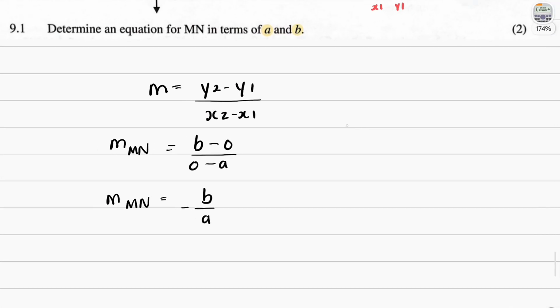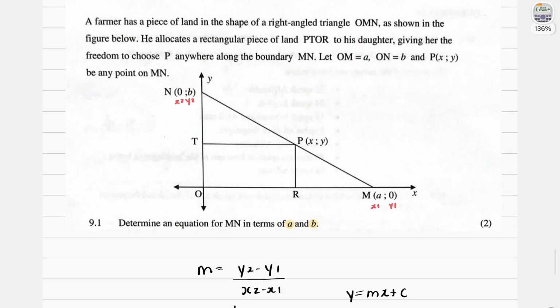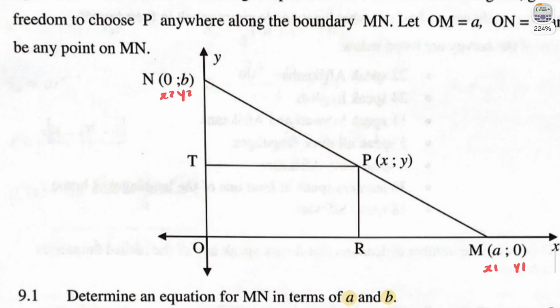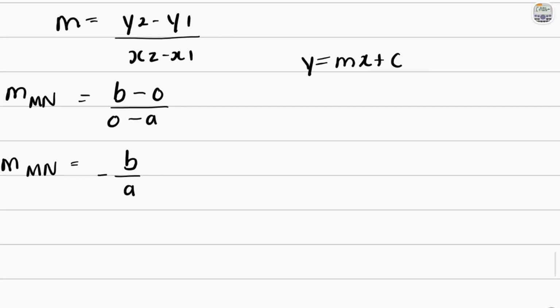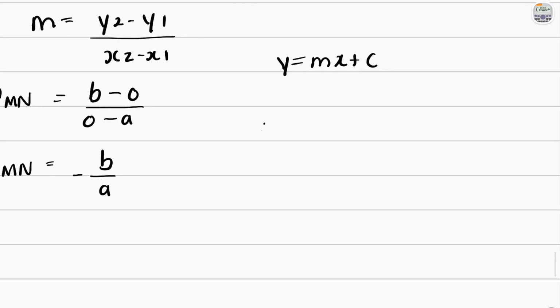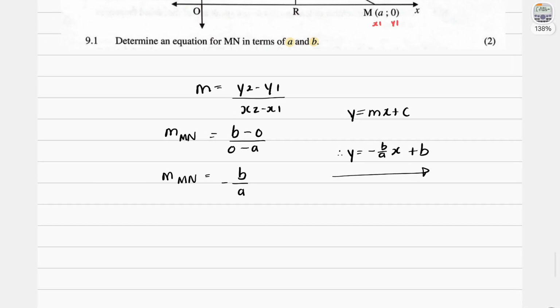So the equation of this line can be in the form y equals mx plus c. So we just need to find c. What is c? Well, they already told us what this y value is. This is the y-intercept. It intersects the y-axis. So this is our c value, b. So that means the equation of this line is simply y equals negative b over a x plus b. And that is our equation.